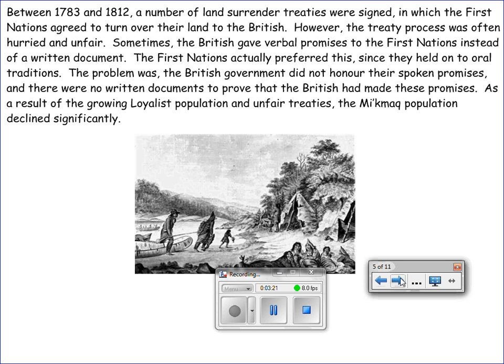The problem was the British government did not honor their spoken promises, and there were no written documents to prove that the British had made these promises. As a result of the growing Loyalist population and unfair treaties, the Micmac population declined significantly.